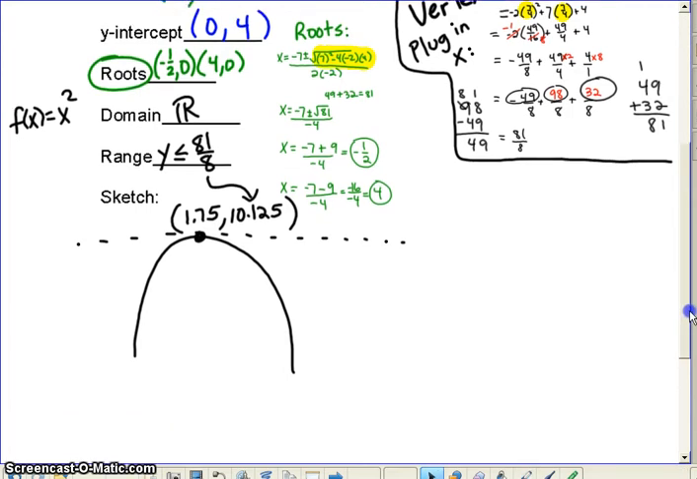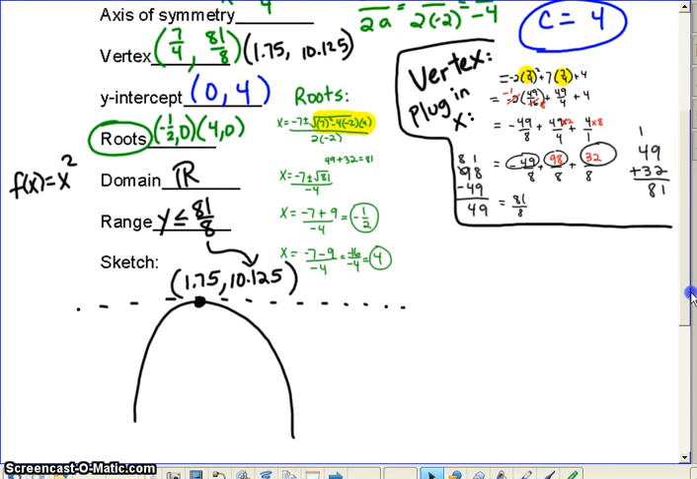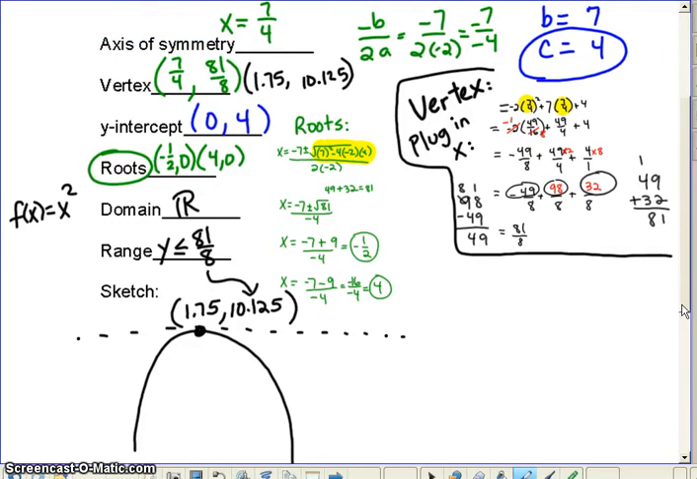Now let's look at our sketch. We want to make sure that we get all of the characteristics graphed here. The y-intercept is at 0, 4. And the graph is going to cross the x-axis. The roots are negative 1/2 and 4, 0. So I'm going to draw my x-axis down here. Negative 1/2 is here. 4, 0 is over here. The y-intercept is 0, 4.